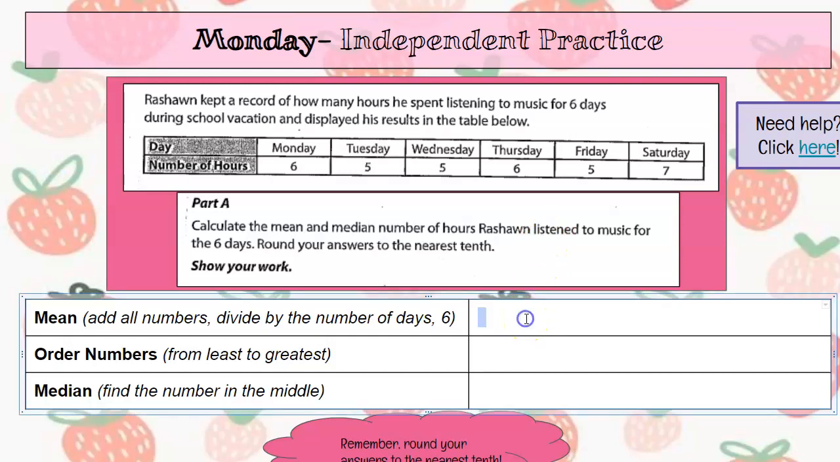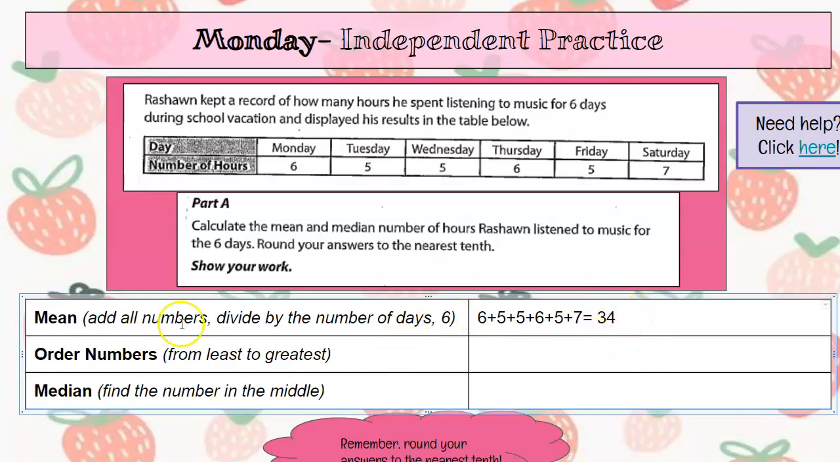So the first thing we're going to do here is find the mean. In order to do that, we have to add up all our numbers. So 6 plus 5 plus 5 plus 6 plus 5 plus 7. If I take my 5s, 5, 5, and 5 is 15. 6 and 6 together is 12. So 12 plus 15 is 27. And then 7 more would give us 34.